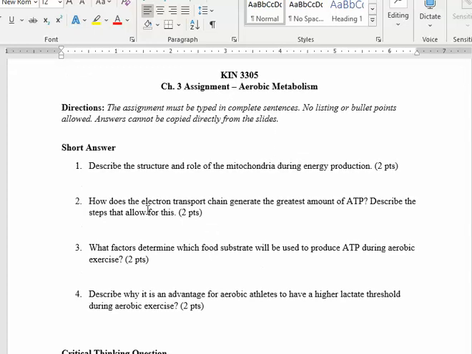So first is short answer questions. We're going to describe the structure and the role of the mitochondria during energy production. So that's going to be discussed in part 1. That'll be the first kind of topic we talk about.